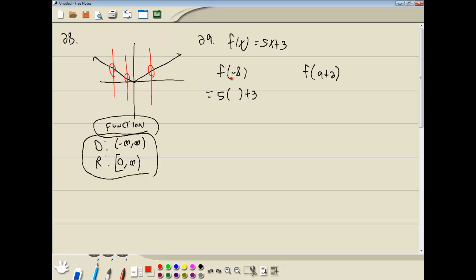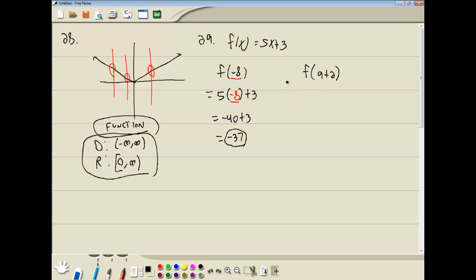Next step is whatever we're evaluating for, whatever is inside the parentheses right here is what you're now going to plug in to these parentheses. And then our third step is to simplify. 5 times -8 is -40. -40 plus 3 gives us -37.